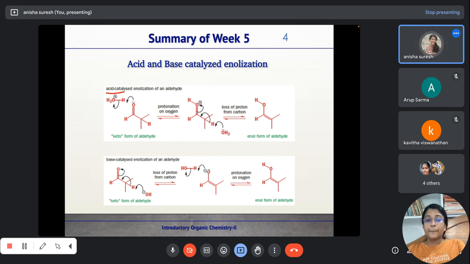Now what will happen? This is having negative charge. It will abstract proton from water molecule. Then OH minus will be leaving. So protonation on oxygen will result in the formation of enol. So this is the base catalyzed enolization of aldehyde. Is this mechanism clear to everyone?